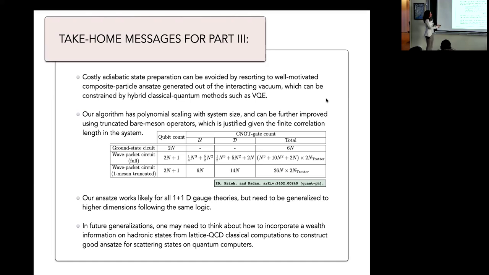It turned out that you don't actually need all these mesons that are far apart because you have finite correlation lengths in the system. If you just keep one of them, which are the plots that I showed you, you get pretty high fidelity already. That would be a linear scaling with the system size for generating these wave packets.